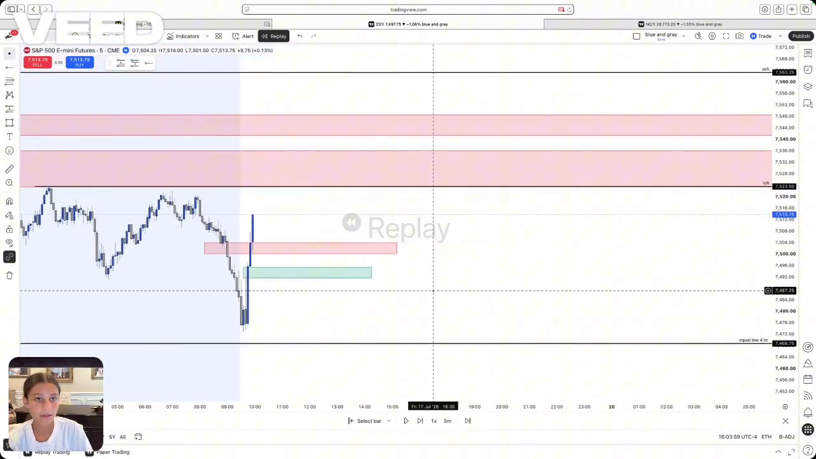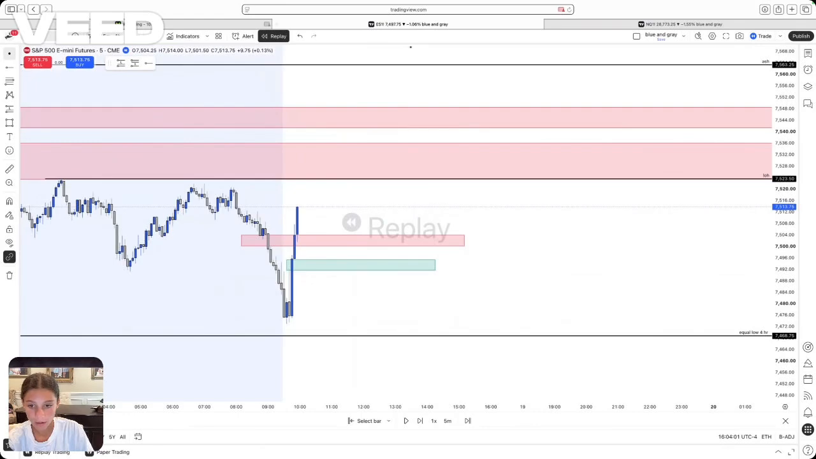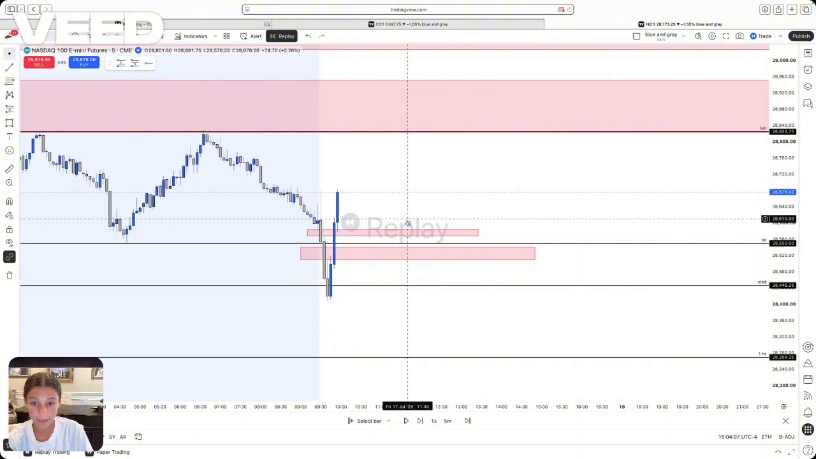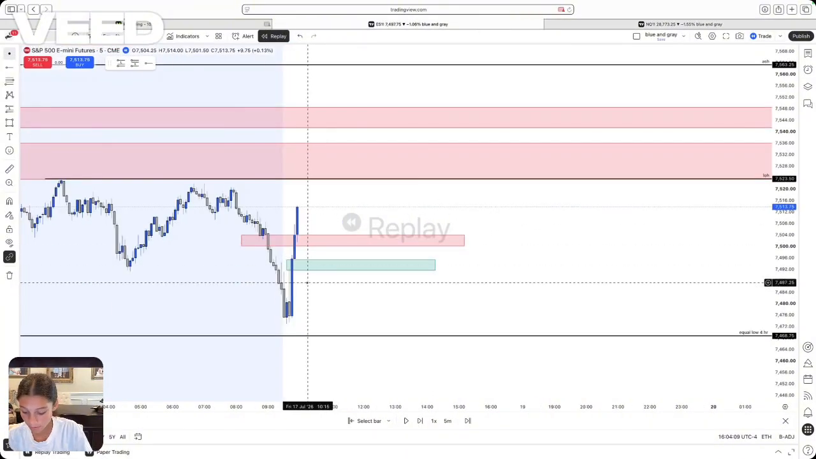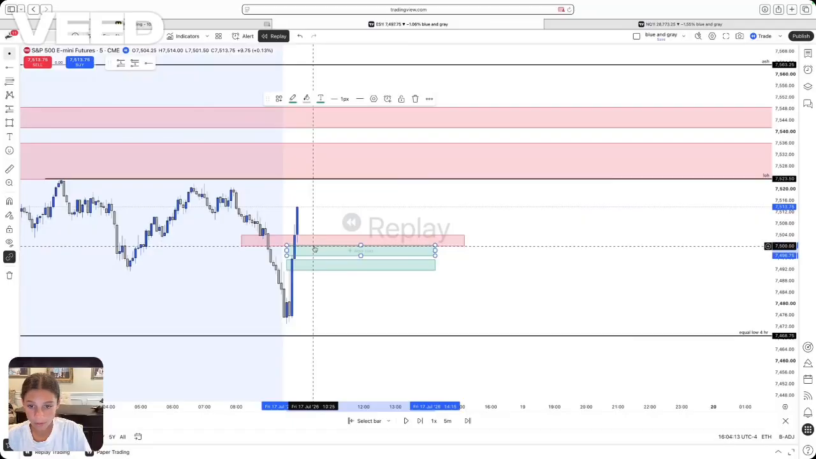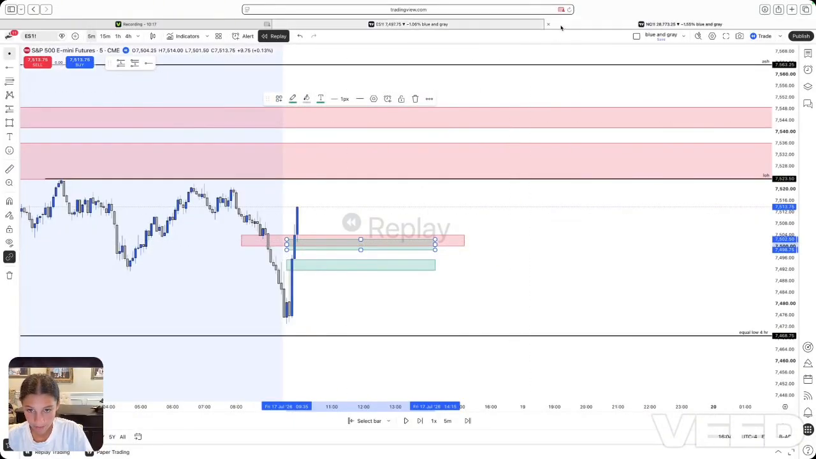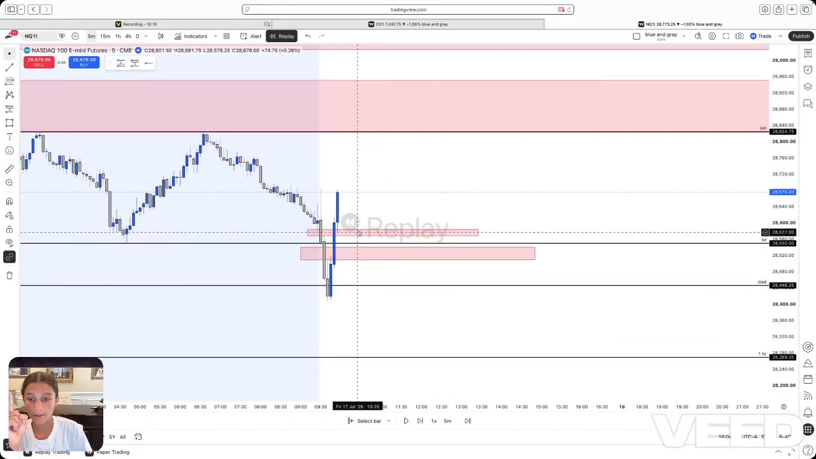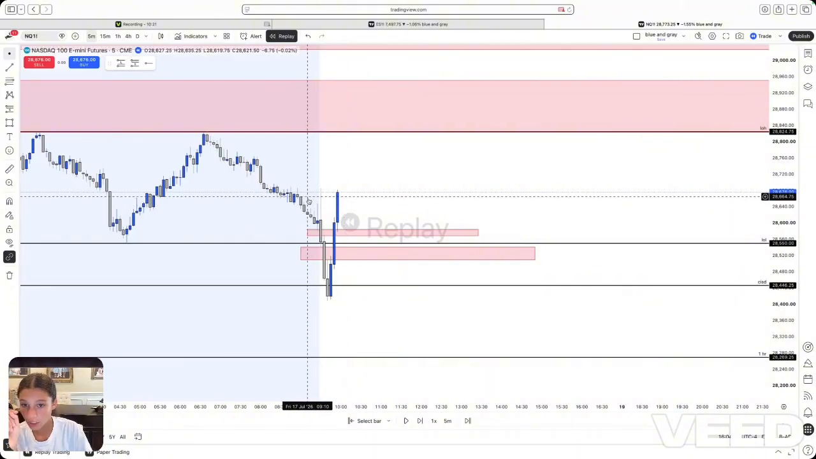We didn't hit this here. We hit it there. And we inversed here, and we inversed here. And we created a fair value gap here. And not only did we create one, we created two, but we also created a fair value gap here. But not only that, we also have a break of structure. Ladies and gents, we do have a break of structure.